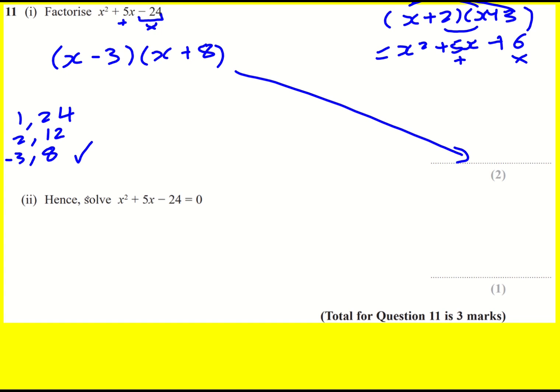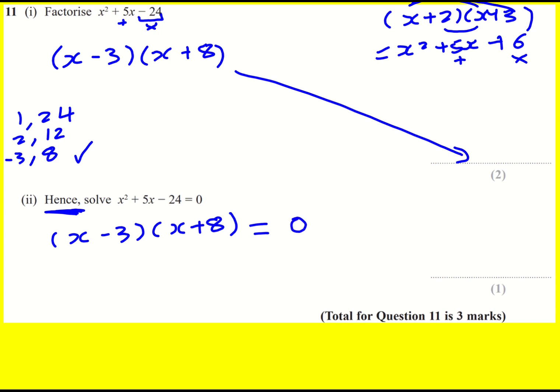Hence, solve this equation. Okay, note the hence. We're actually going to use the result from part 1, because this is how you solve quadratics. Actually, there's 3 ways to solve quadratics. This is the simplest. It doesn't always work though, so just be careful. There's quadratic formula and completing the square as well. Both of those can work, with quadratic formula normally being used at GCSE to solve it if it won't factorize.